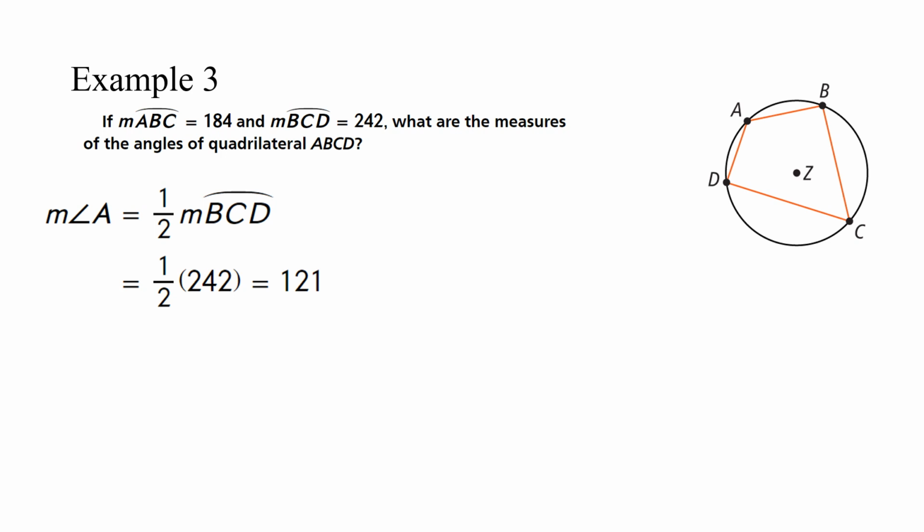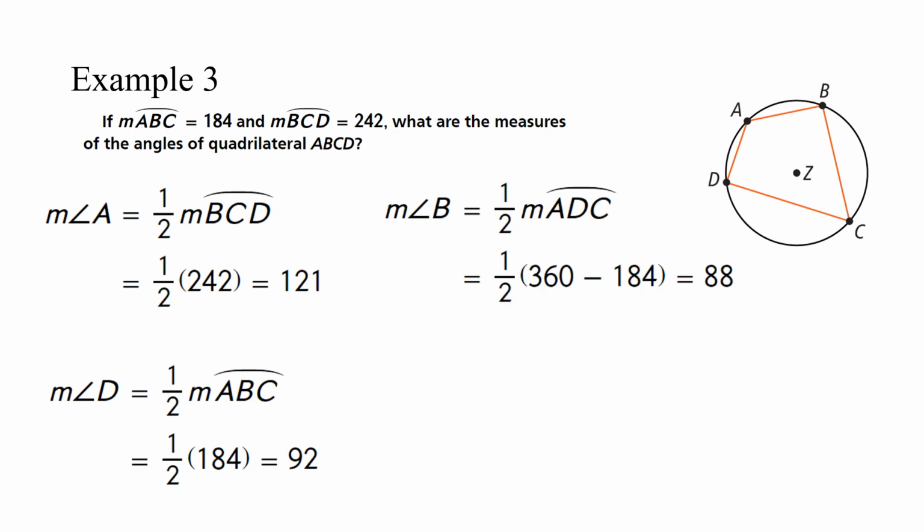We're told that the arc BCD measures 242, so just plugging in, 242 divided by 2, measure of angle A is 121. Measure of angle D, same. 1/2 times the measure of arc ABC. Arc ABC is 184. 184 divided by 2 is 92. So the measure of angle D is 92 degrees.